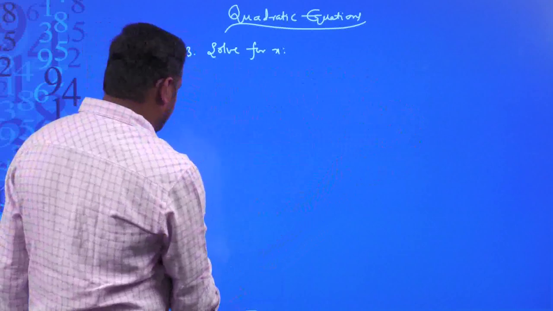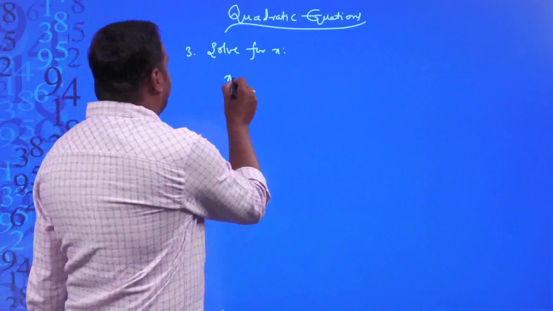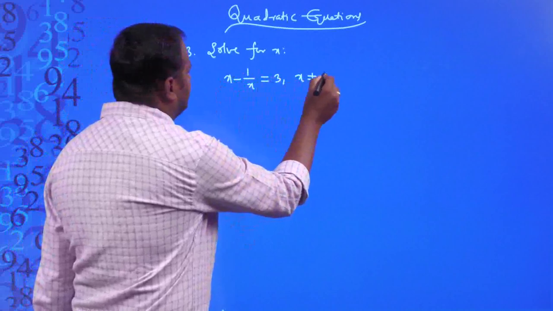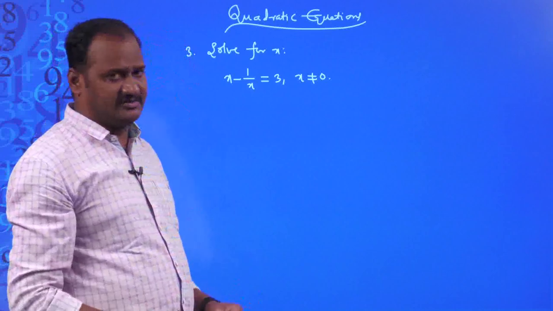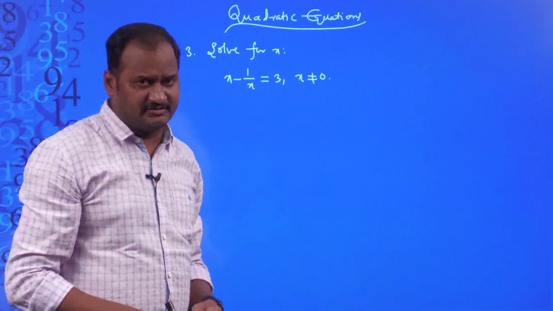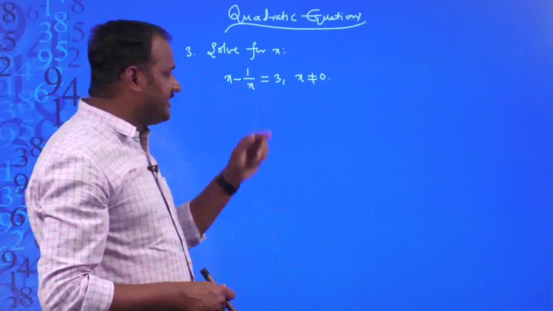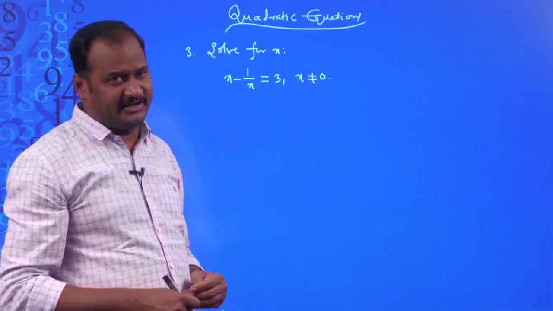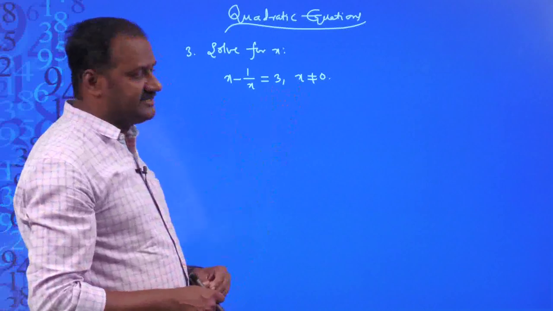What is that quadratic equation? That quadratic equation is going to be x minus 1 divided by x is equal to 3, where x is not supposed to be 0. Okay, x minus 1 by x is equal to 3, but x is not supposed to be 0. If you observe this given problem, why has this condition been given, x is not equal to 0? What happens when x is equal to 0? If x is equal to 0, 1 divided by 0 is undefined. That is why x is not supposed to be 0. So that was the condition to make the given problem defined.